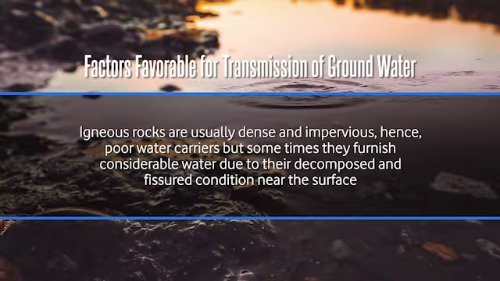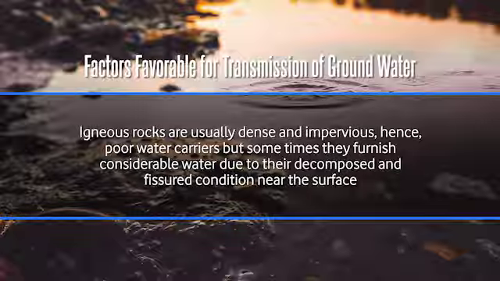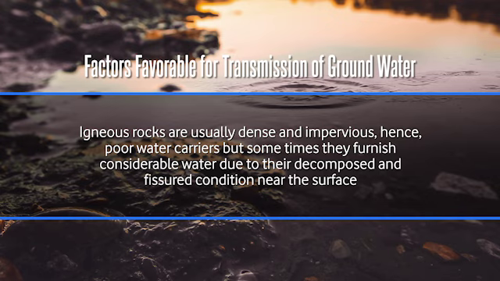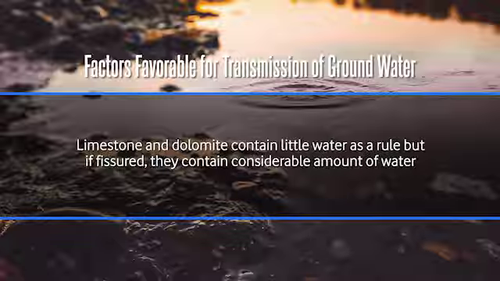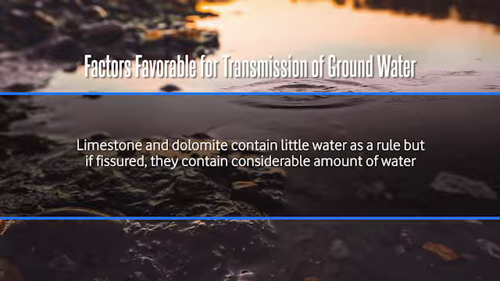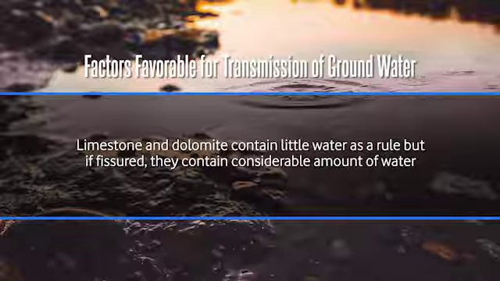Igneous rocks are usually dense and impervious, hence poor water carriers, but sometimes they furnish considerable water due to their decomposed and fissured condition near the surface. Sedimentary rocks composed of very fine grained materials such as clays, shales and other argillaceous deposits are relatively impervious. Limestone and dolomite contain little water as a rule, but if fissured, they contain a considerable amount of water.